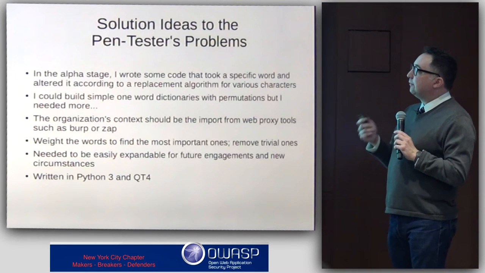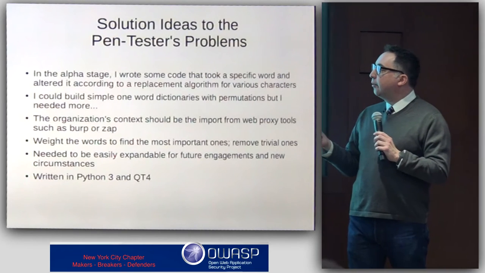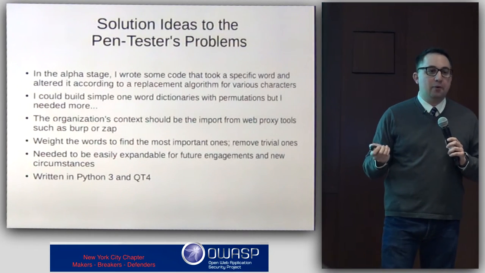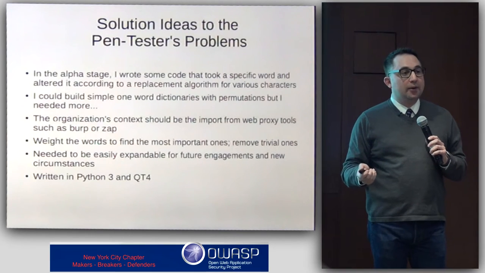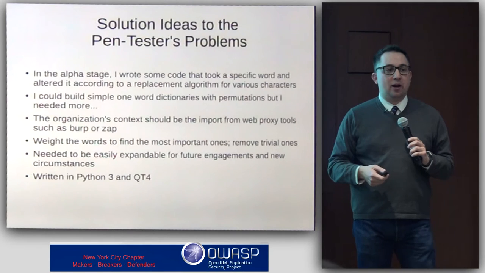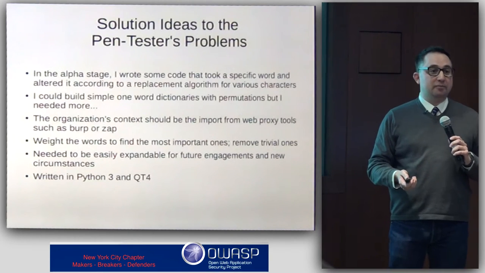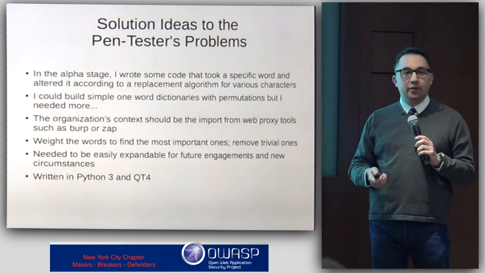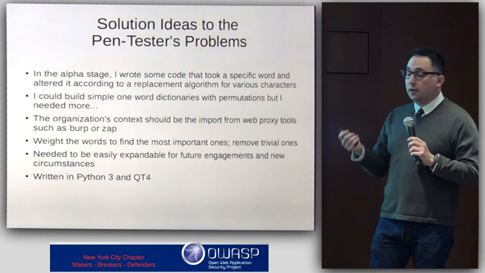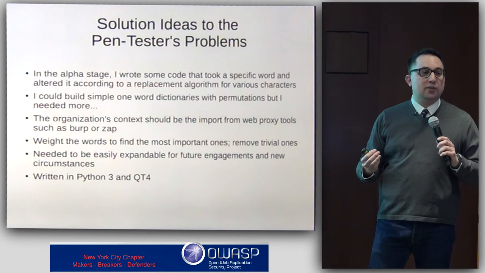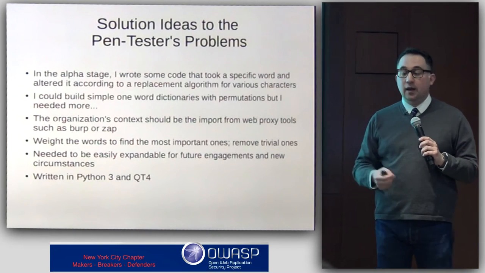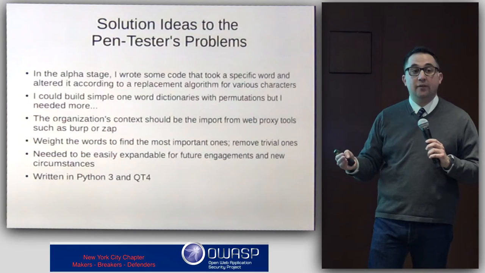And so I realized that I wanted to bring in an organization's context from web proxy tools like Burp and Zap. If I'm out there pen testing anyway, and I'm getting the data from their website and it's coming through into my proxy, I might as well use it. And those words that are unique, I'll be able to use for my dictionary. So it's very efficient in that sense that I don't need to do extra effort, or I could set up a spider and just go out and grab the data for me.